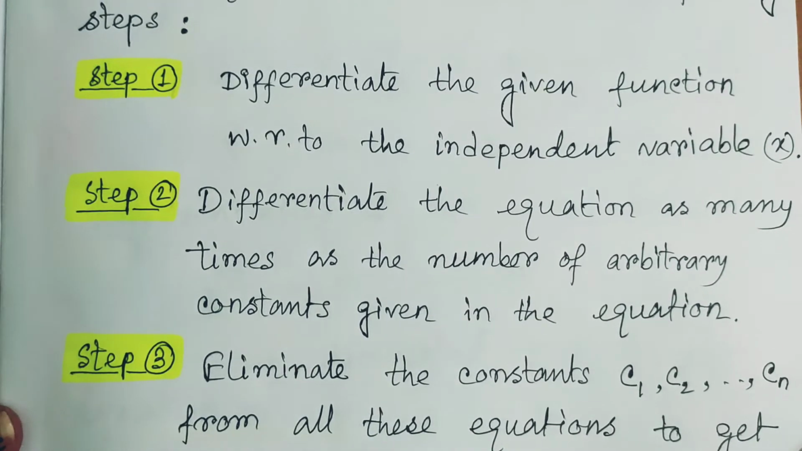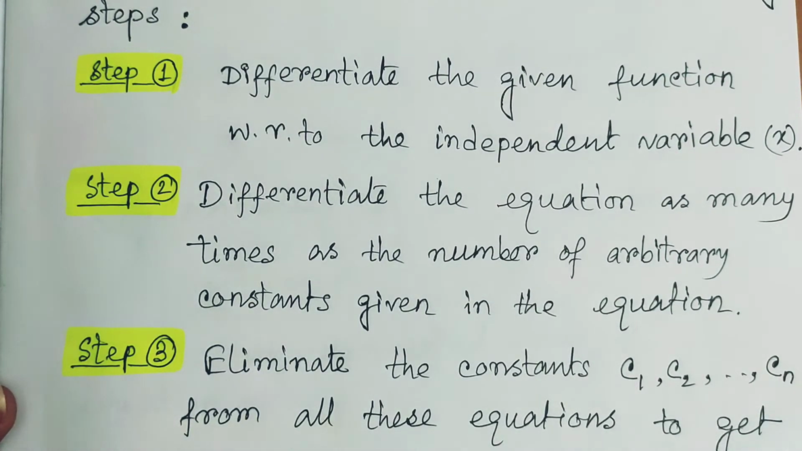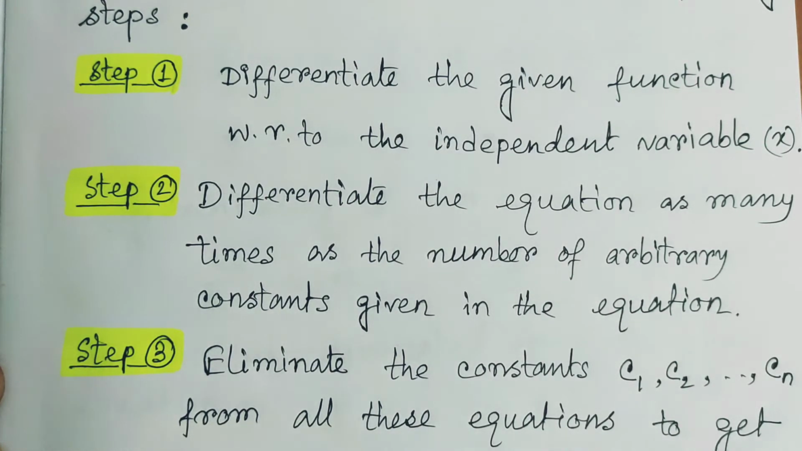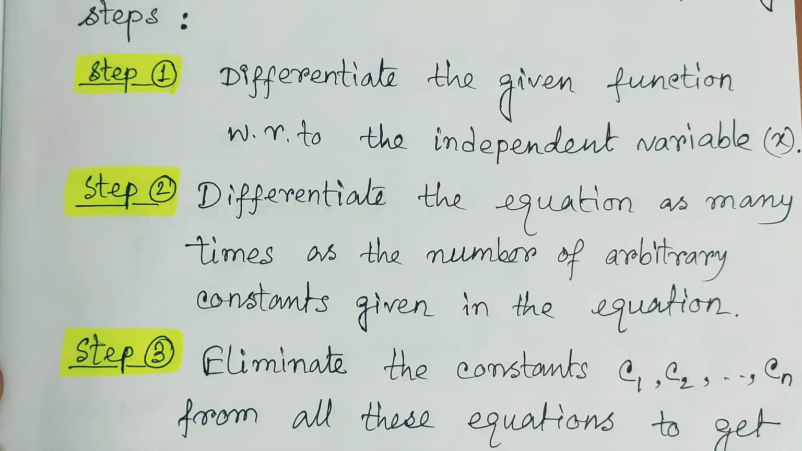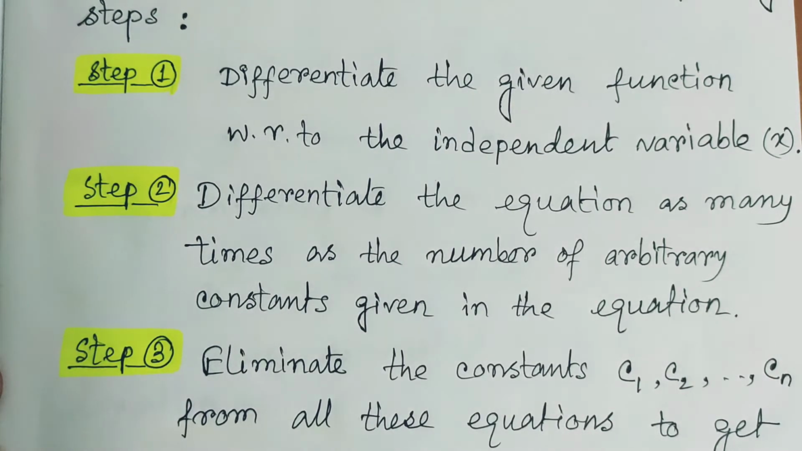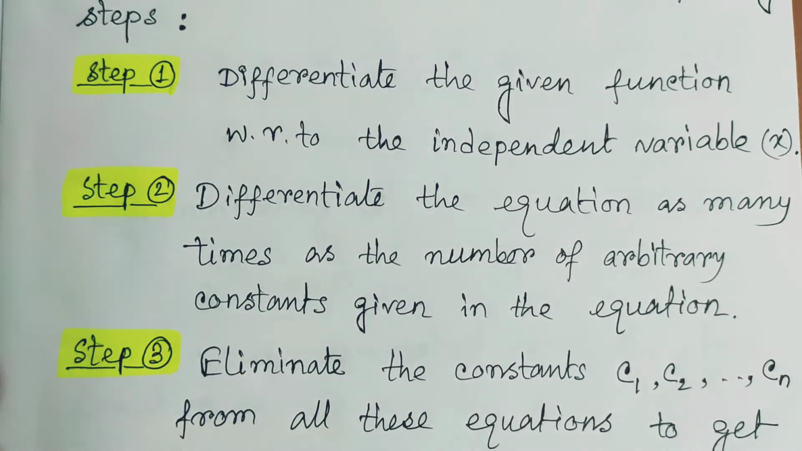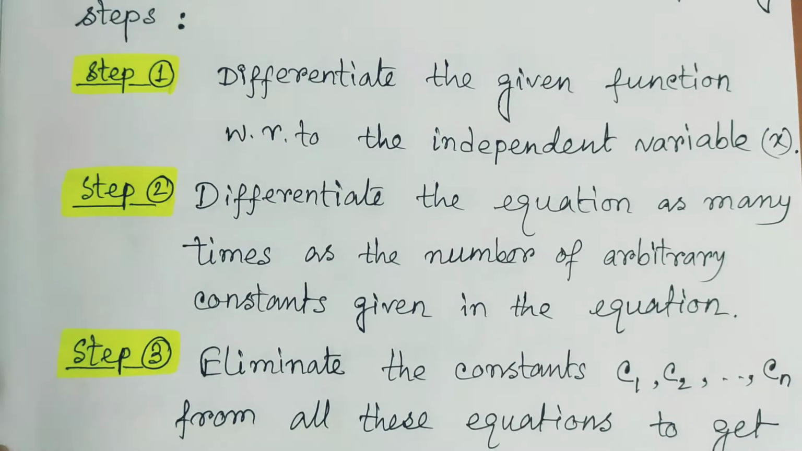Initially, whatever the equation is given, we should take the derivative with respect to the independent variable, and continue this derivative up to the number of arbitrary constants involved, and in that process we generate some equations. In fact, along with the given equation, if there are n constants, we generate n extra equations. So in total you will find n plus 1 equations. Using all those equations, we should eliminate the given arbitrary constants to form the differential equation.